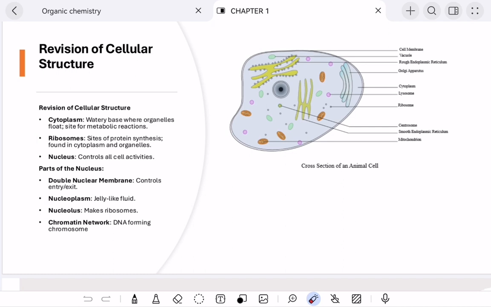We also have a chromatin network. Chromatin network is DNA forming chromosomes, and a simple definition for chromosome, I would say in grade 12, is a string-like structure that is found within the dividing cell.